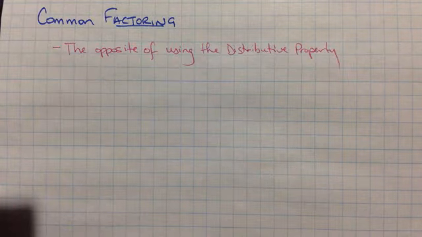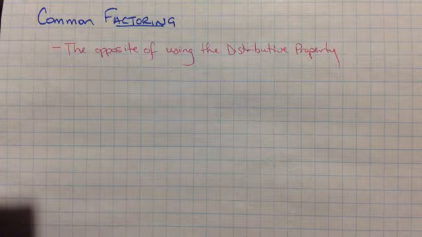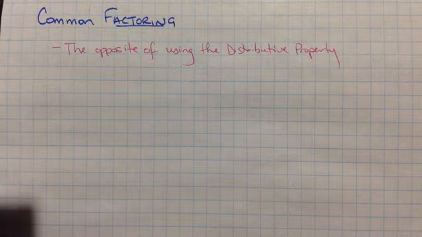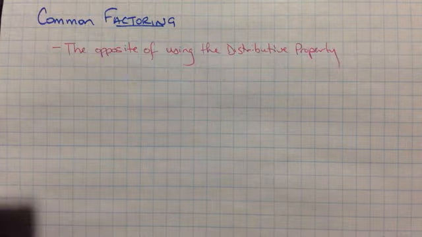I'm a high school math teacher, and we're going to work on common factoring today. This is the opposite of using the distributive property. We're going to take a complete expression and factor it into the pieces that would multiply together to give us that expression.